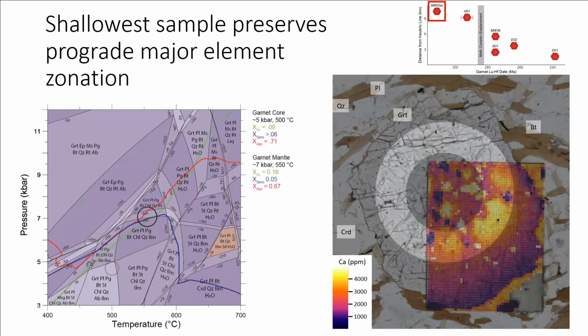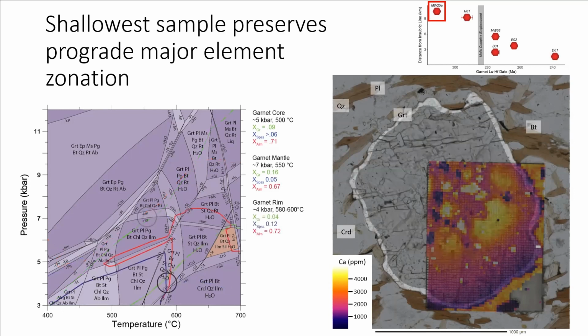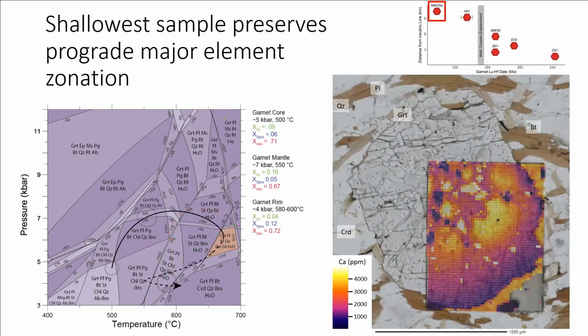Isoplex from the high calcium rim give us higher pressures, about 7 kilobars and 550 degrees Celsius, indicating an approximately 2 kilobar increase in pressure during garnet growth. And then from that thin outer rim, we get much lower pressures from our isoplex, about 4 kilobars and 580 to 600 degrees Celsius.